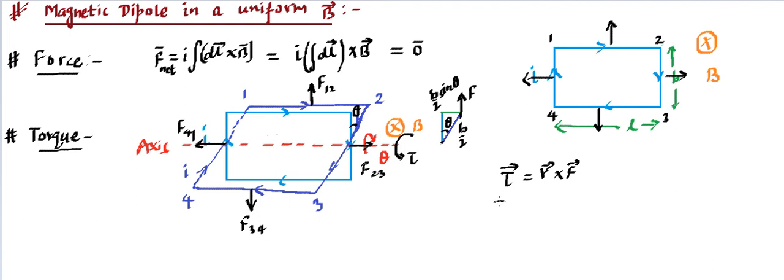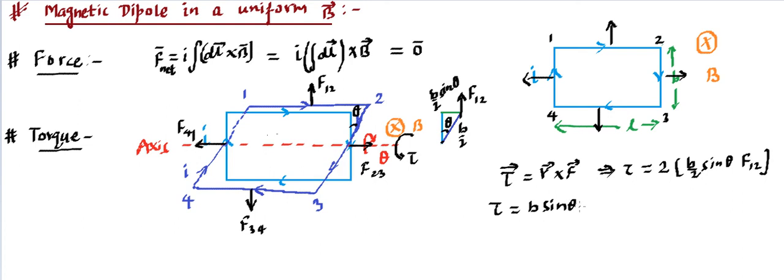From here we can say the net torque is going to be 2 times the torque because of 1. That means b by 2 sine theta, that's the perpendicular distance, into the force. You can call this force F12, the force on segment 1, 2. The 1, 2 and 3, 4 forces are identical in magnitude. Anyway, we can carry on with this. So the torque is coming as how much? The 2 and 2 get cancelled out. It's going to be b sine theta times the force in segment 1, 2.